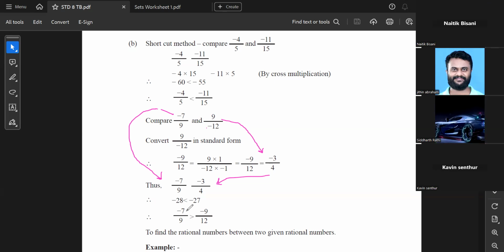Just a minute, Siddharth. Naitik has raised his hand first, so I'll have to give him a chance.